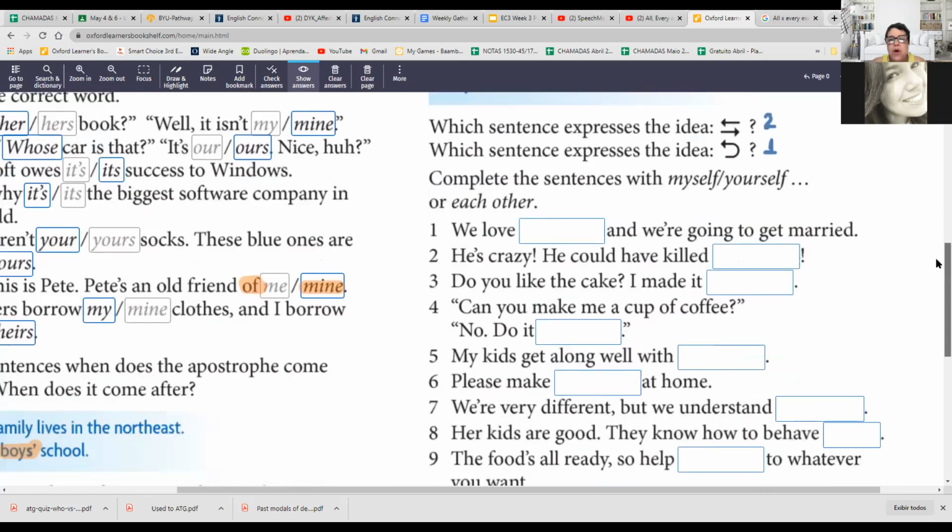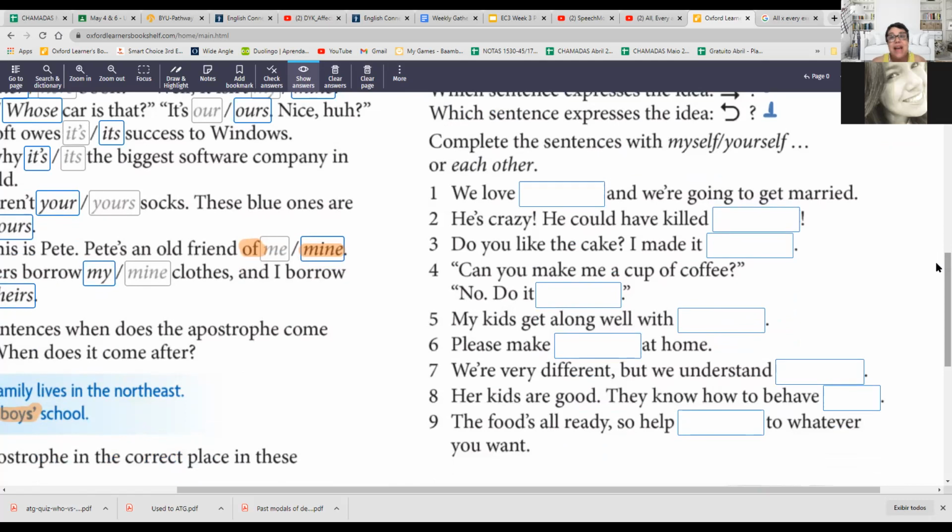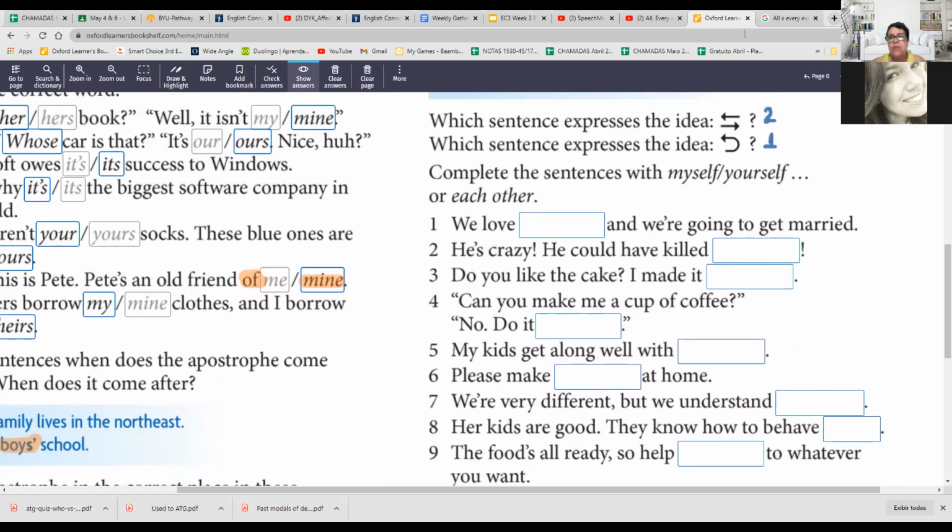All right, now complete the sentences with myself, yourself, or each other. Here, the ellipsis means that we can also use the other reflexive pronouns. Himself, herself, okay? Ourselves. Yes. There is a reflexive pronoun list. Let me show you just a moment.